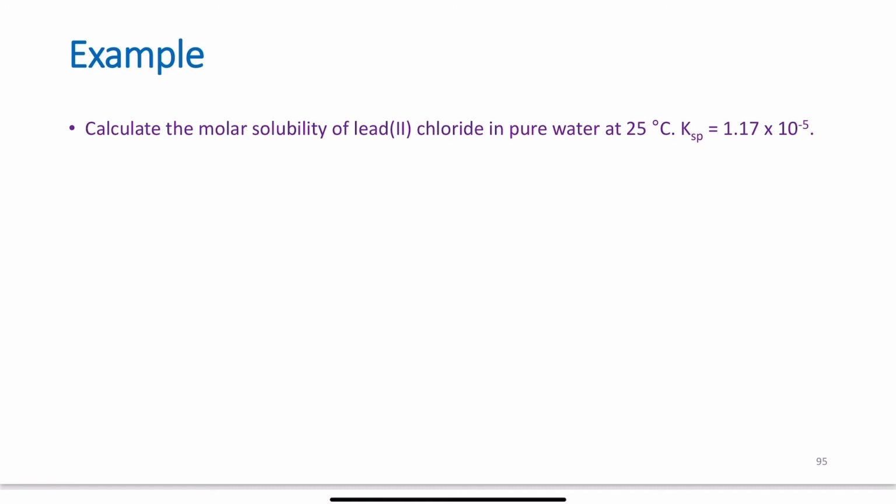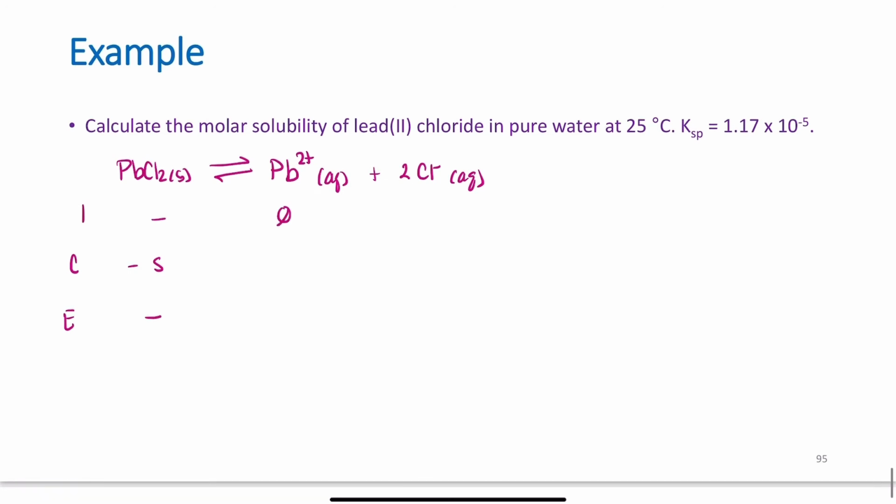Calculate the molar solubility of lead 2 chloride in pure water at 25 degrees C. The Ksp of this is 1.17 times 10 to the minus 5th. So lead 2 chloride, PbCl2, is a slightly soluble salt, forming Pb2 plus and 2 moles of Cl minus. I don't have any Pb2 plus or Cl minus ions to start because it says pure water.